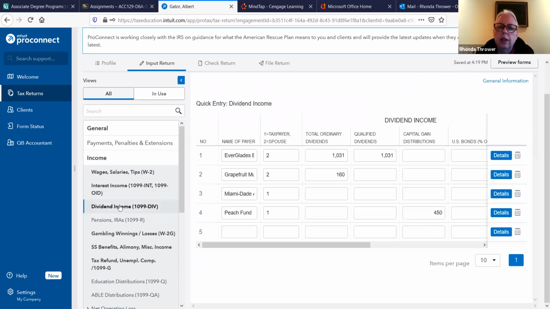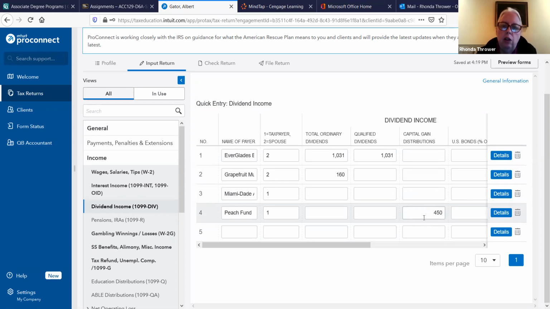That's where it's located. And technically, class, the only way I knew this is because it had this capital gain distributions column on it for $450. I just recorded that it was from the Peach Fund, and I put that it came to Albert, Mr. Gator, and he received $450. I just keyed that in. So again, that's under the dividend income where you have a capital gain distribution.